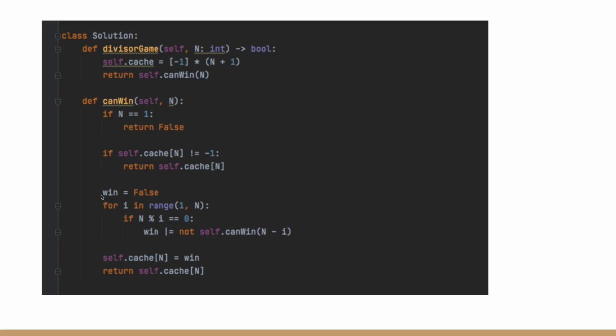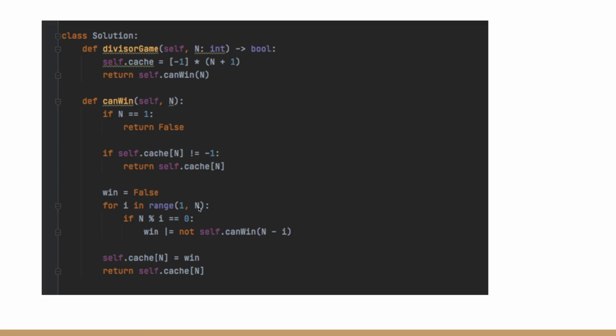So we initialize a win variable as false. If one of the games can make me win, I'll use OR to make win true. All we want to make sure is that one of the strategies can make the opponents lose. So I start with win as false, and then I loop through from 1 to n.